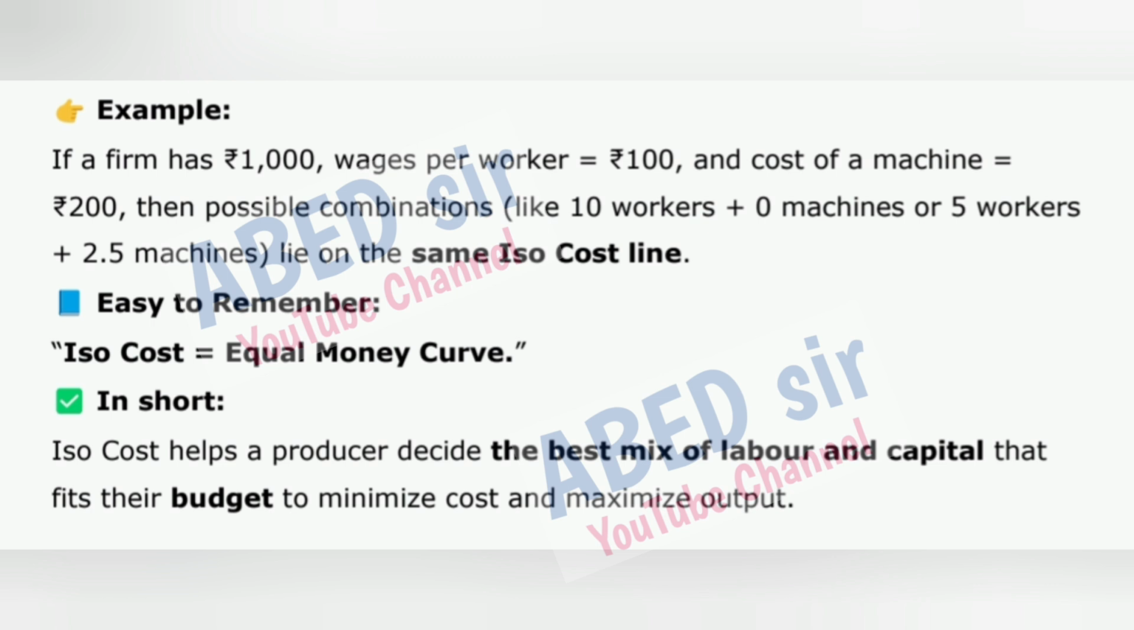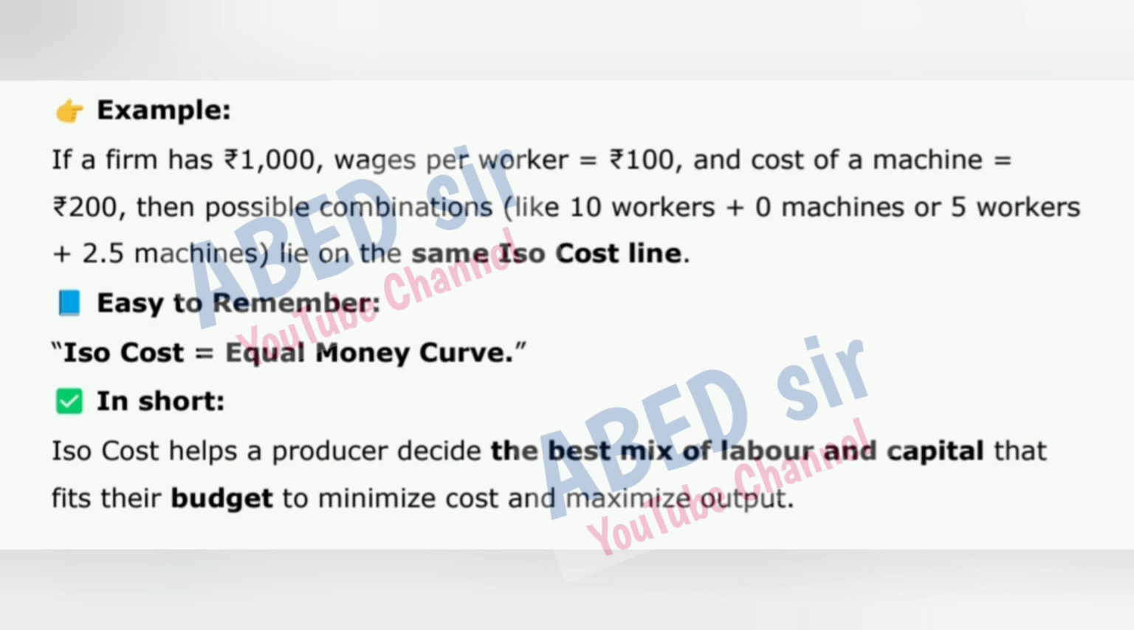Example: if a firm has 1000 rupees, wages per worker is equal to 100 rupees and cost of a machine is equal to 200 rupees, then possible combinations, like 10 workers plus 0 machines or 5 workers plus 2.5 machines, lie on the same isocost line. Easy to remember: isocost is equal to equal money curve.